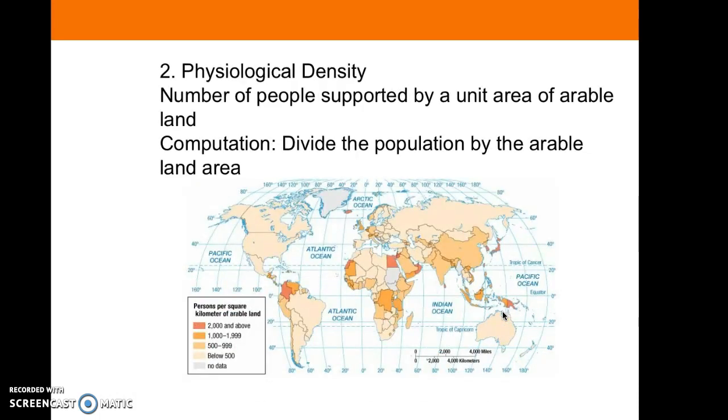The second type of density is physiological density, the number of people that can be supported by a unit area of arable land. So you take the population and you divide it by the amount of arable land. Arable land means farmable land. So now you're looking at how many people live in an area and how much of that land can be farmed. So you're just making it a little more complex. And so some areas look a little less dense now because you can't support as many people by the arable land. Either you aren't able to raise enough food in your country, or you're importing lots of food because your population's gotten unsustainable.